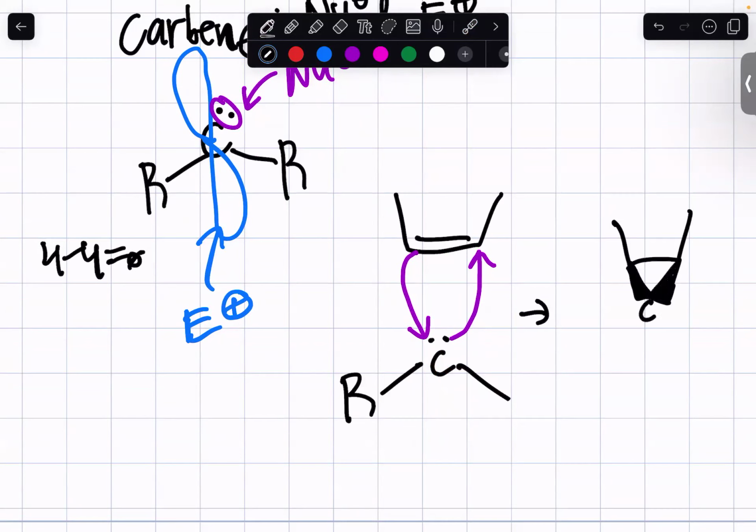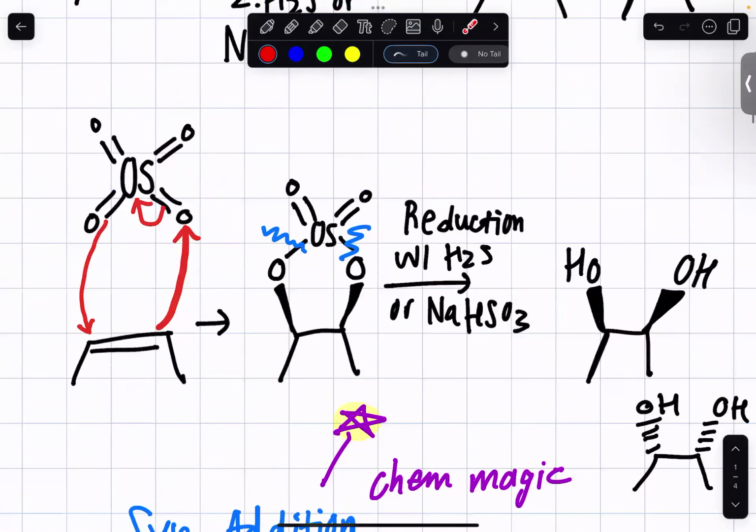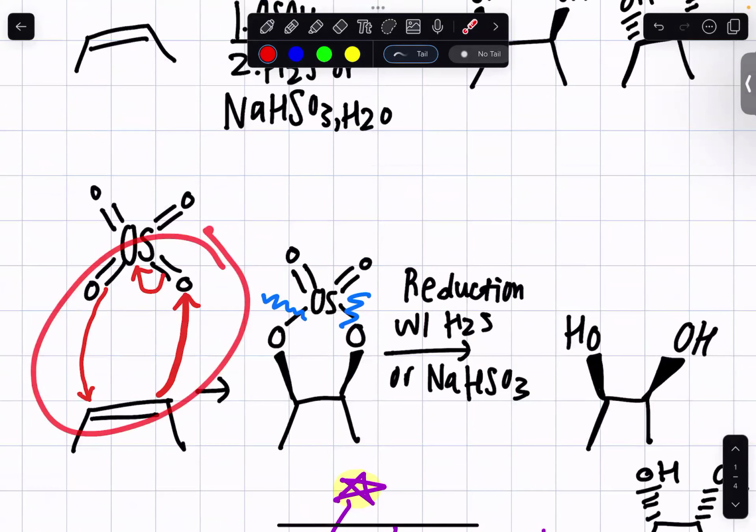Right, where let's say this is C, this is R, R, where this carbon right here is that carbon right there, right? This could be H's as well. These bonds are syn to each other, the same side, because the alkene attacked the carbene at the same time as the carbene attacking the other side of the alkene. It's similar to the dihydroxylation mechanism where this attacked at the same time.